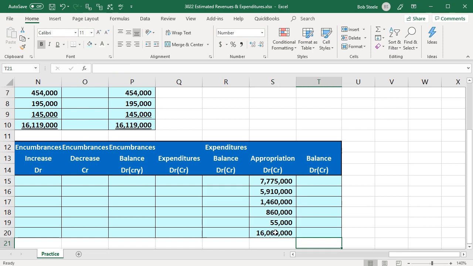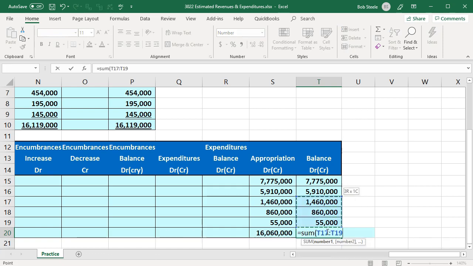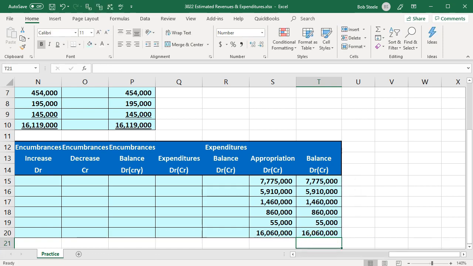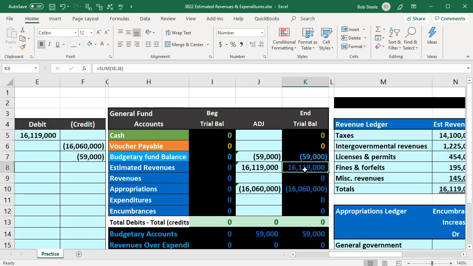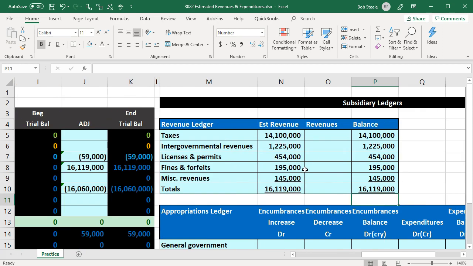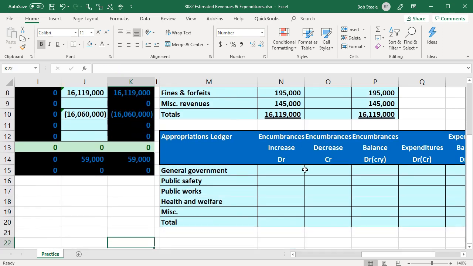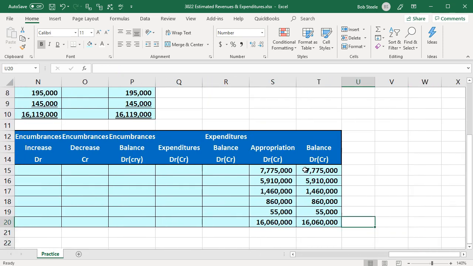And then, of course, the balance at this time is simply the same thing because that's all we have at this time. So it's the same thing as of now. And we'll copy that down. And then we'll sum this up. And that'll give us our detail of the accounts that are on our trial balance. So here's the accounts on our trial balance. Estimated revenue is represented here, broken out by the detail. We've got the appropriations here that is broken out by the detail here.